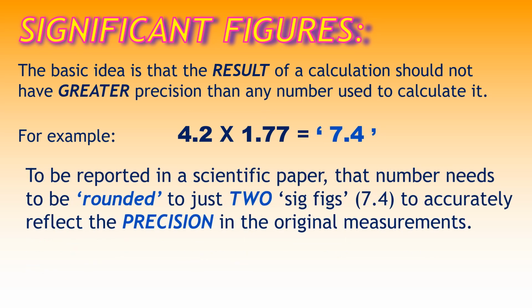To be reported in a scientific paper, that number needs to then be rounded, in this case to just 2 sig figs, so it would be 7.4. And that way we are accurately reflecting the precision in the original measurements.